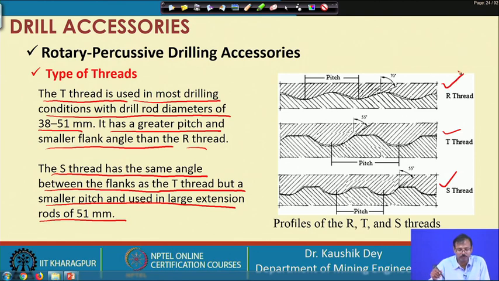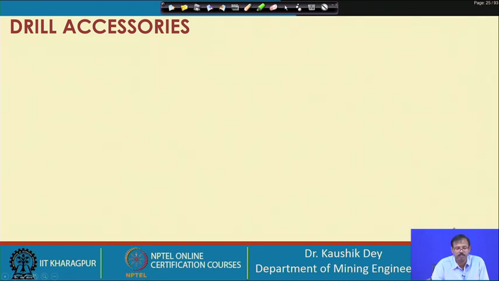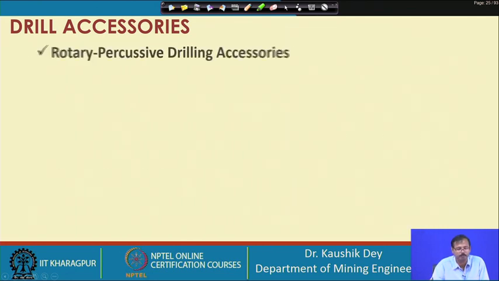So, basically S thread is common for the longer drilling length and R thread is common for the shorter drilling length. Or you can say for rigorous drilling applications, S thread is preferred over T and R thread.